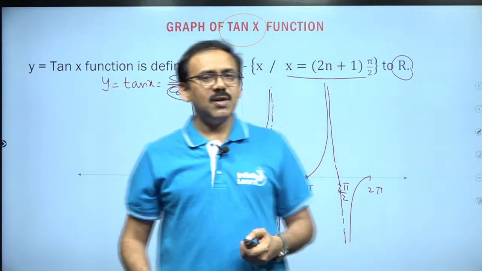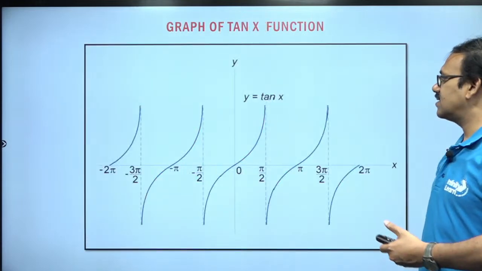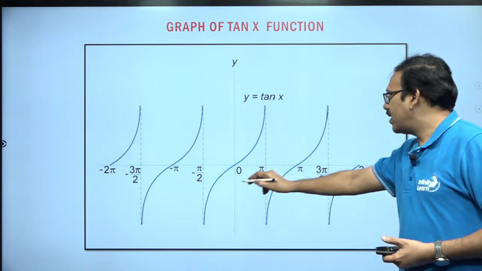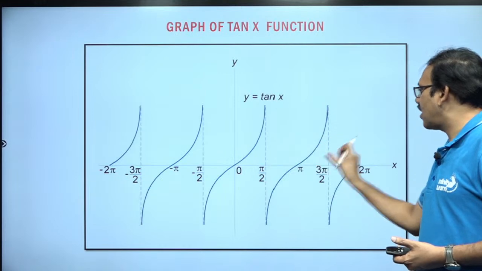So, let me give the same graph in a neat manner. Yeah, this is the graph of tan x, dear students. Here you see minus pi by 2 to pi by 2, it will be like this. The same portion of graph continues.